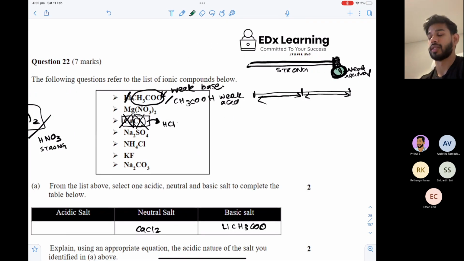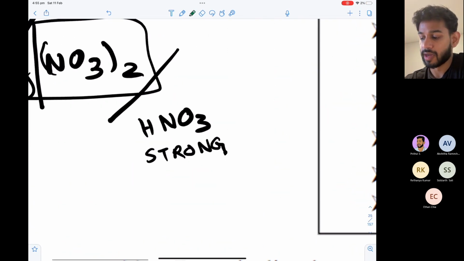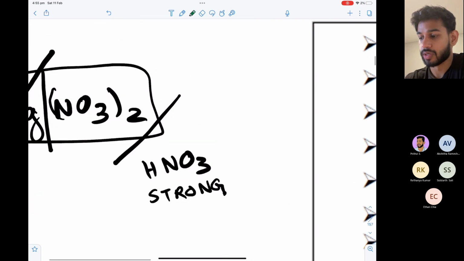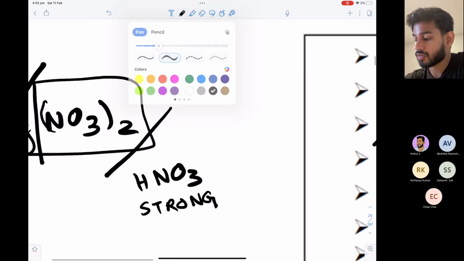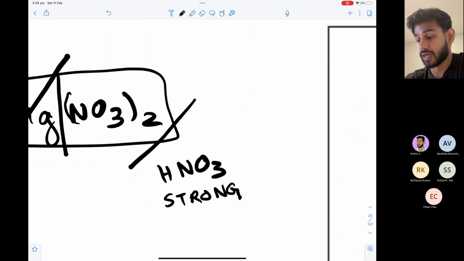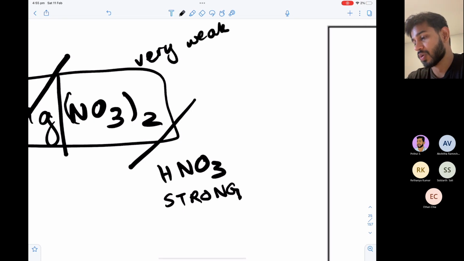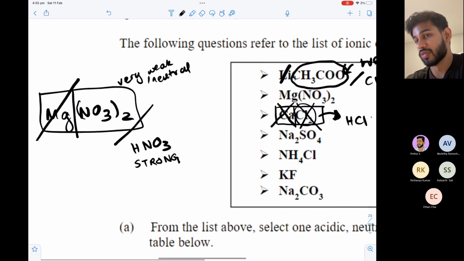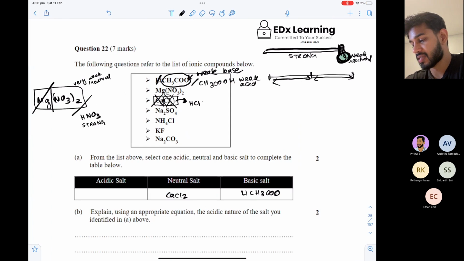So Ethan, when you watch the lesson before last week, it'll make a lot more sense. And I explain why that is the case. But for now, in the interest of time, we're going to have to keep going. So nitric acid is strong, so the conjugate of that is very weak or neutral. So Rithanya, is this acidic, basic, or neutral? MgNO3. Neutral. Good.